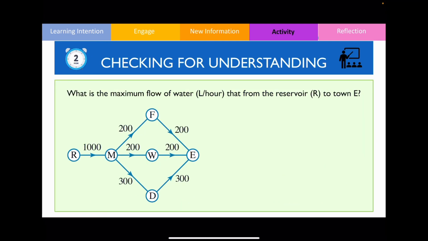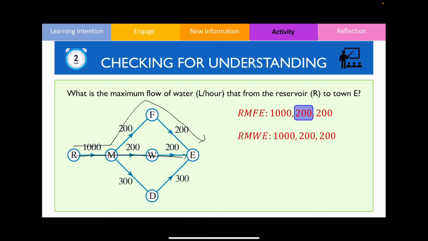So find out what is the maximum flow of water that goes from the reservoir R to town E. So in this particular example over here, we can see that water can flow from the reservoir to town E in three different ways. One of the ways is listed down below, and we can see that by going through this particular pathway over here, the maximum flow is going to be 200 because that's going to restrict the amount of water. Another way for the water to reach town E is by going through this particular pathway over here.